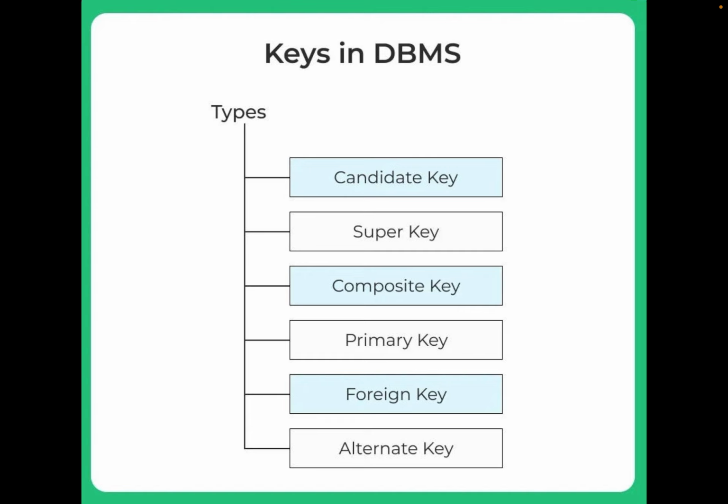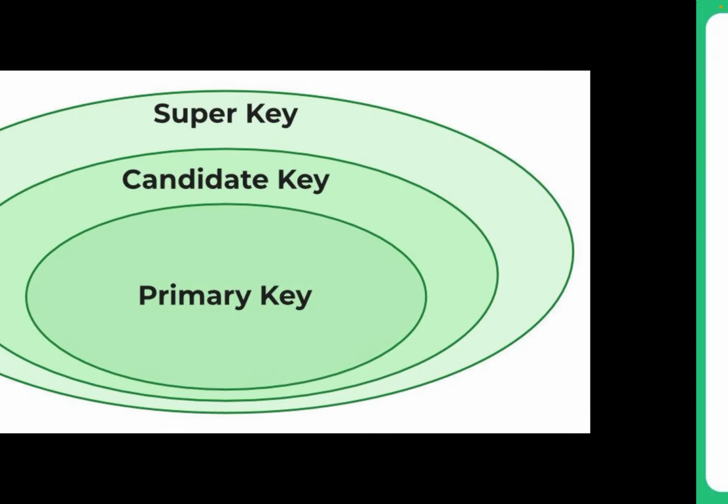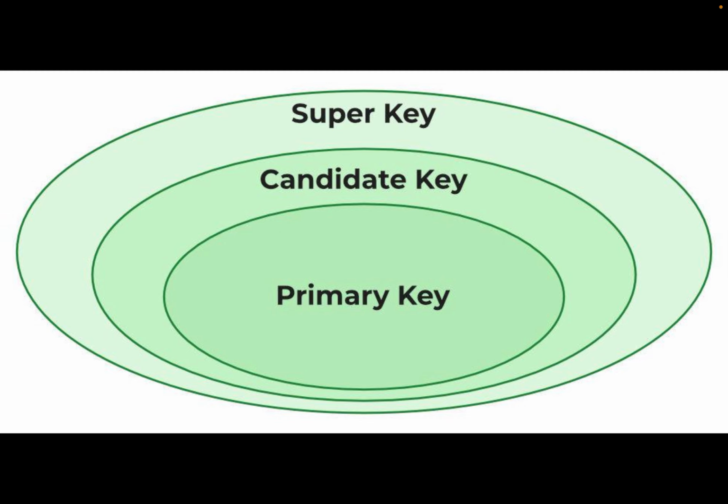So a set of columns that uniquely identify a row. For example, if you see here, it's a primary key, it's a candidate key, and a super key. So candidate key and primary key are subsets of the super key.